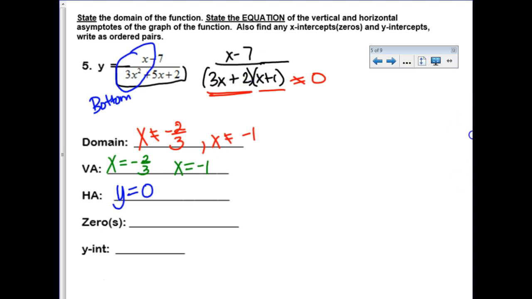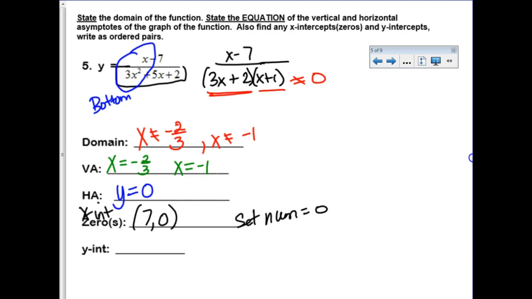And then zeros, meaning x-intercepts, would be when, after you look for canceling, you set your numerators equal to 0. So if you want to change this to x-intercepts, you sure can. If you take your numerator and set it equal to 0, you get an x-intercept at 7. So 7 comma 0. Write yourself a little note here.